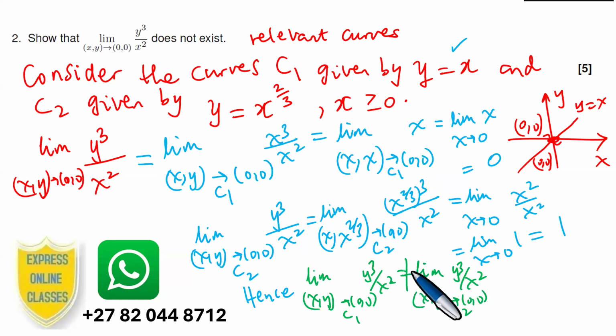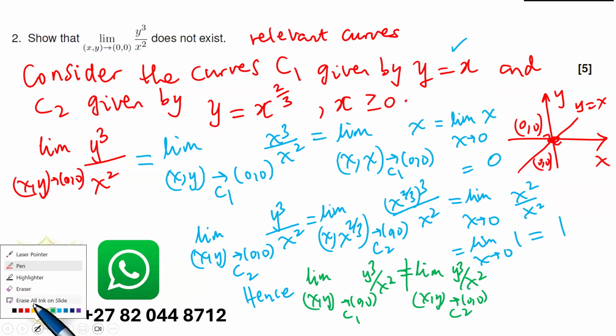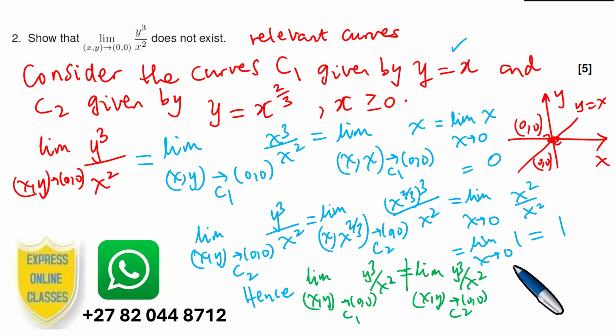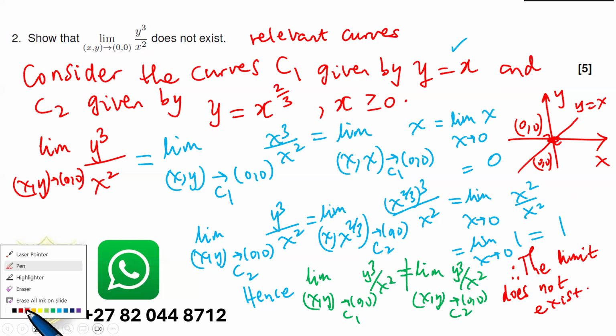It's not equal. You are able to see that these limits are not equal to each other, because along curve 1 it is 0 and along curve 2 it is 1. Therefore, the limit does not exist. Any question there? No question, so let's move forward to the next one.